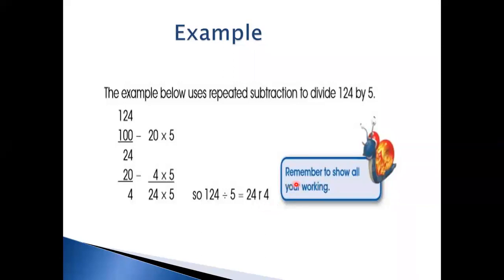They have given us an instruction which is important for you. Remember to show all your working. This question was very simple. They did all the working in front of each part. How many times 5 multiplied by 20 gives 100? How many times 5 multiplied by 4 gives 20? Everything is written. After that, they have simply added the numbers which are used to get the multiples. 20 plus 4 is equal to 24, and the remainder is again written here.